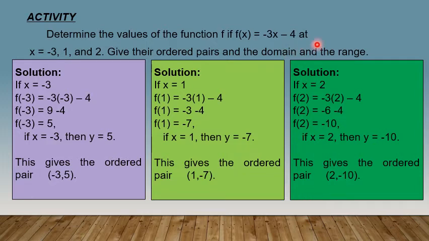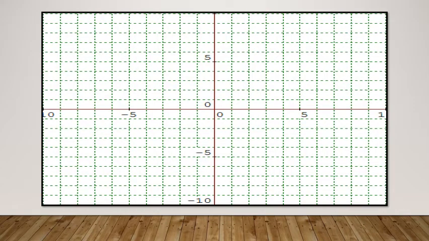Now identify the domain and range. The domain is -3, 1, and 2, and the range is -10, -7, and 5. And this is the graph: (-3, 5), (1, -7), and (2, -10), then connect a line.